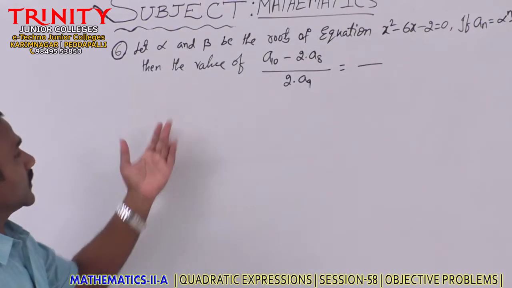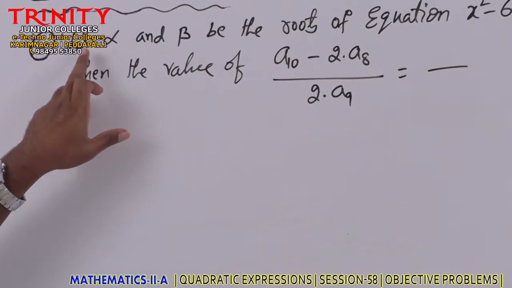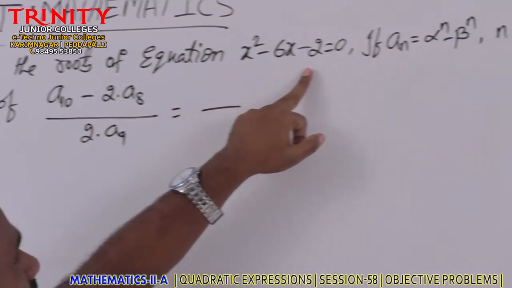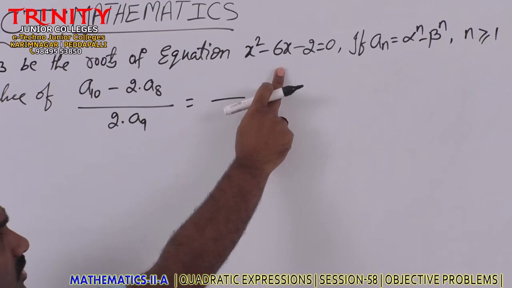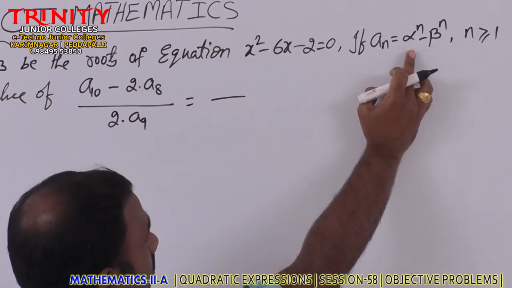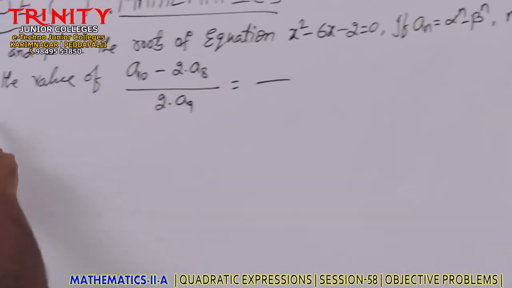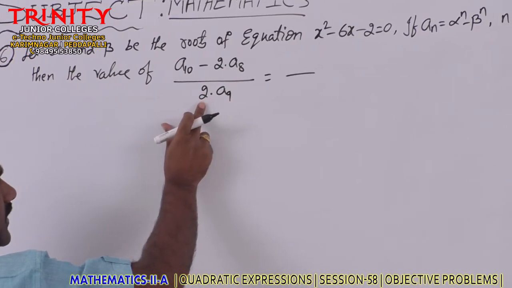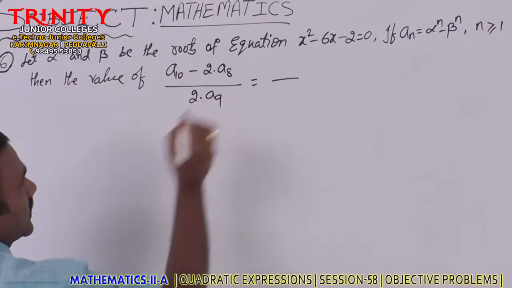See students, this is one of the previous mains questions. It's very important. Let alpha and beta be the roots of the equation x square minus 6x minus 2 equal to 0. If An is equal to alpha power n minus beta power n, where n is greater than or equal to 1, then the value of (A10 minus 2 into A8) divided by 2 into A9 is equal to what?